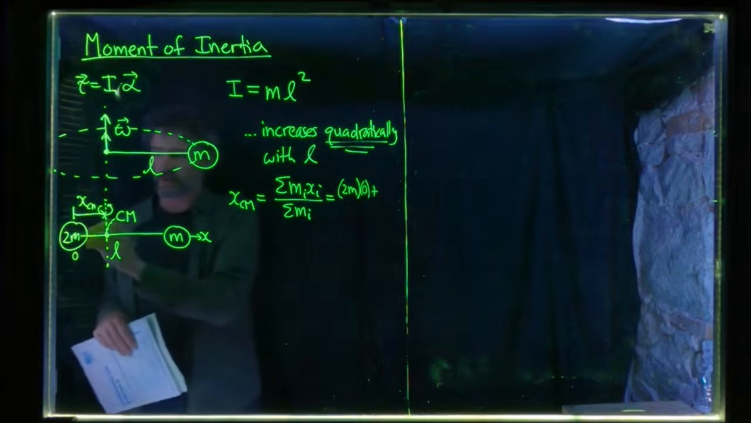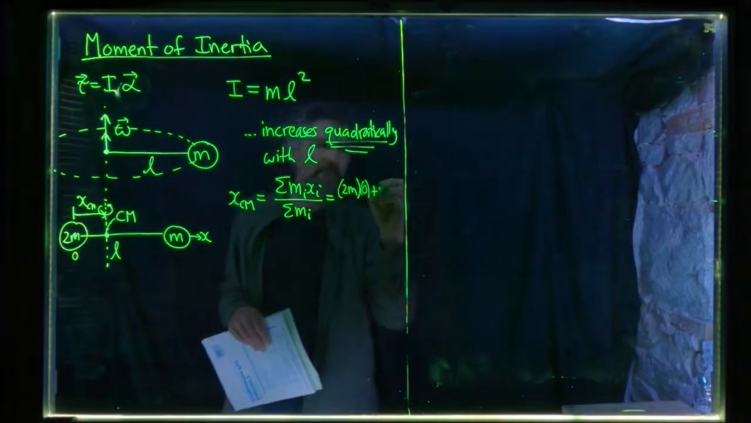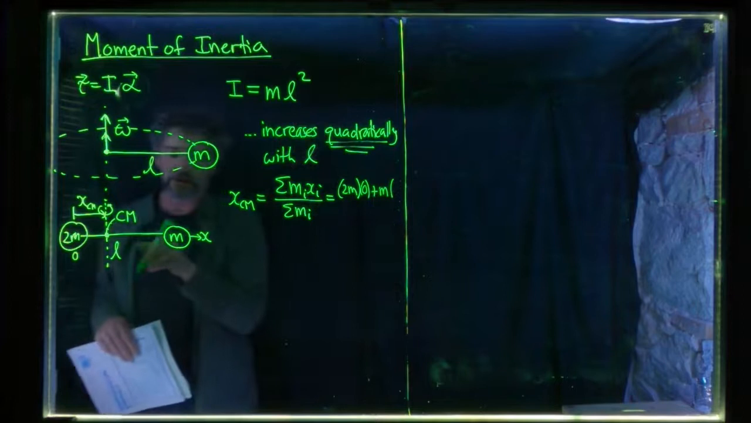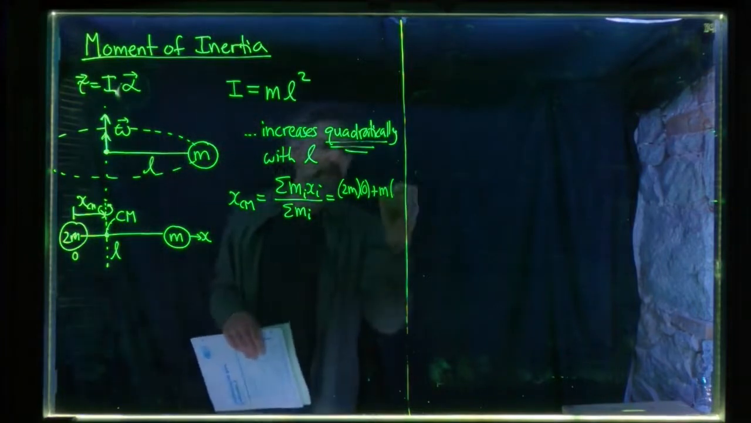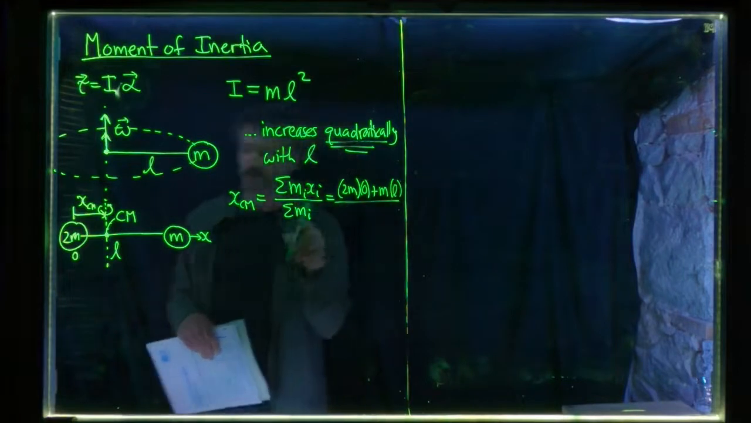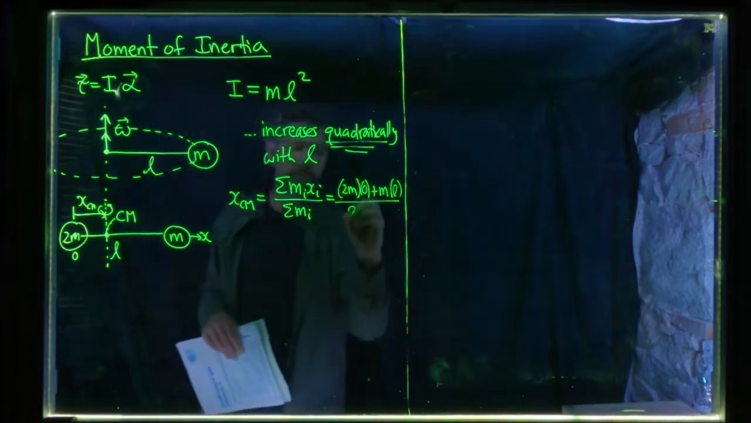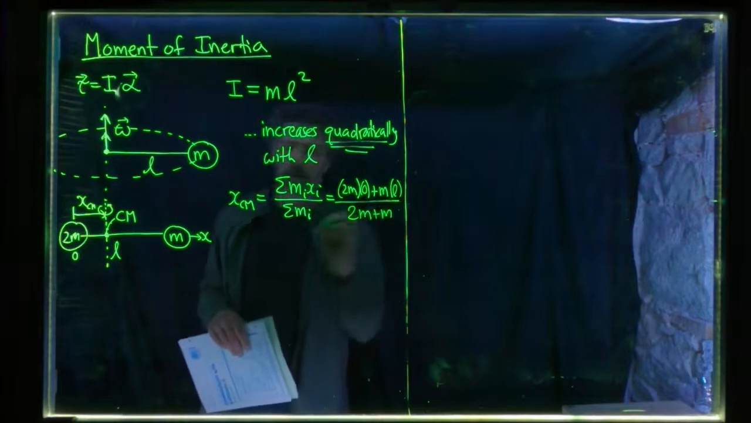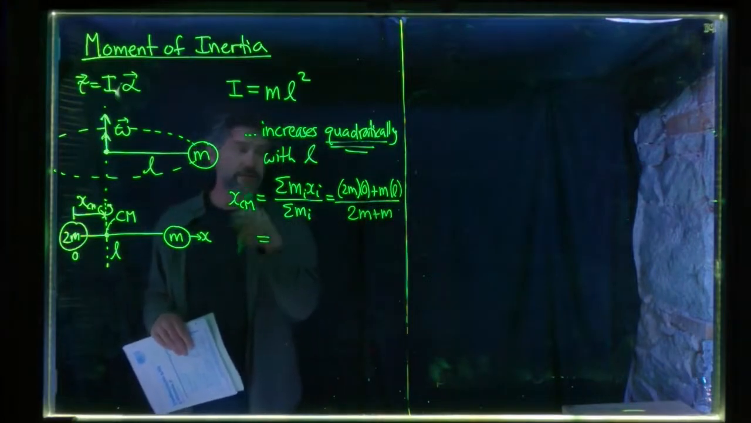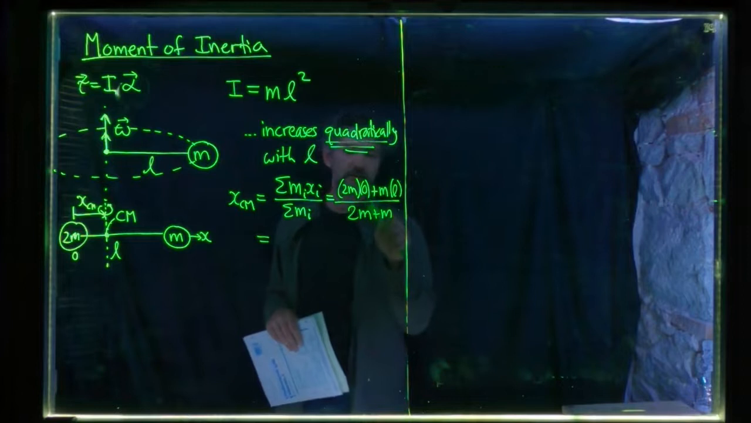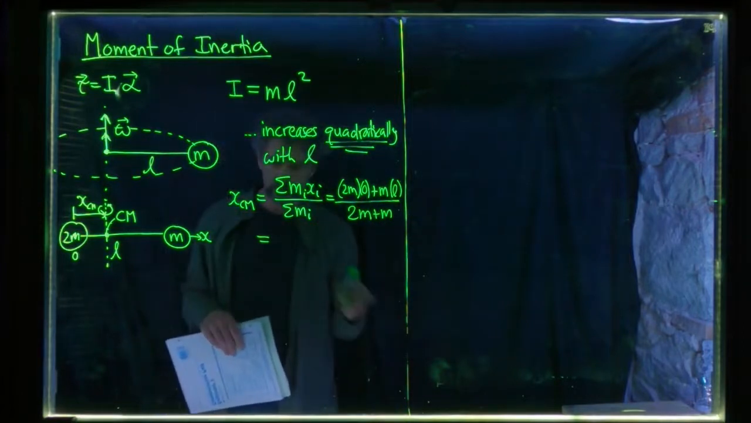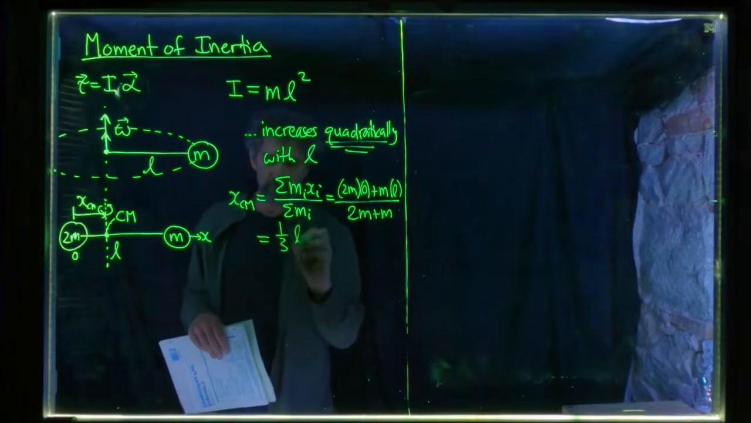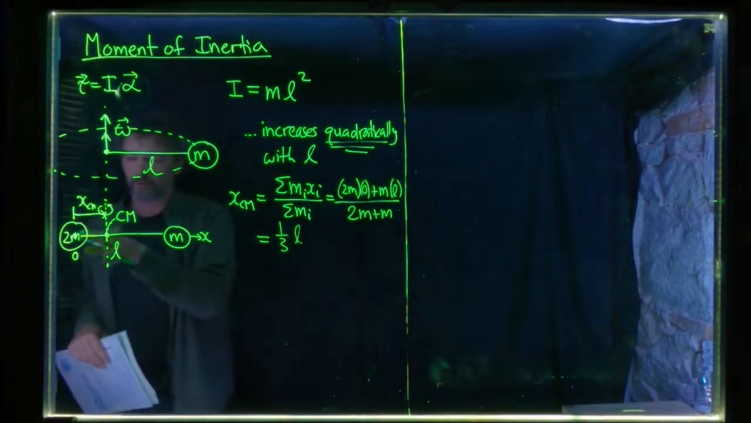Plus, we have a mass m located a distance L away from x equals 0. Then I divide by the sum of the masses, 2m plus m. You can see that for the x center of mass, the m's cancel out, and it's just L divided by 3, so it's 1/3 L. And that's about where we've drawn it over here. So it's 1/3 of the full distance from 2m to m.